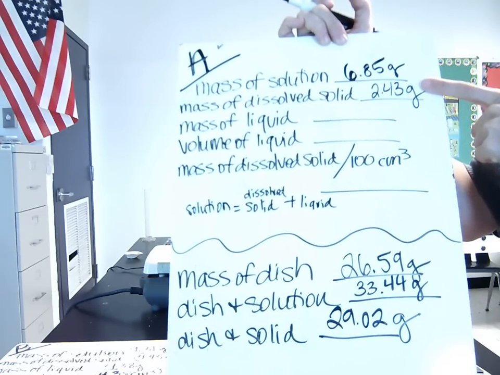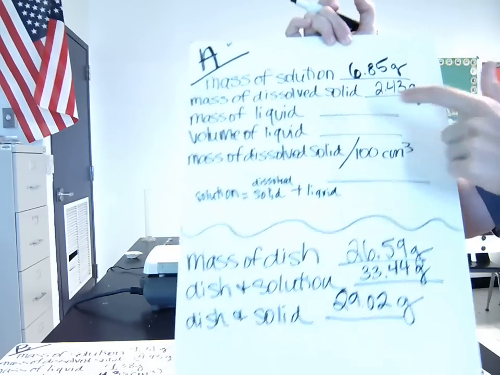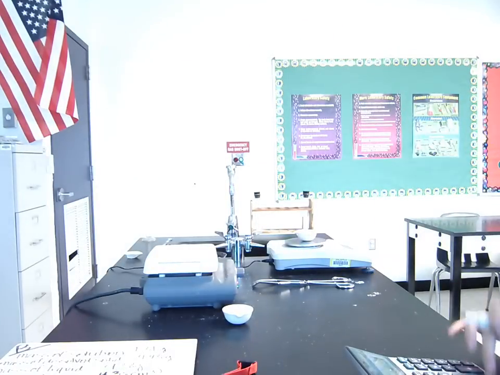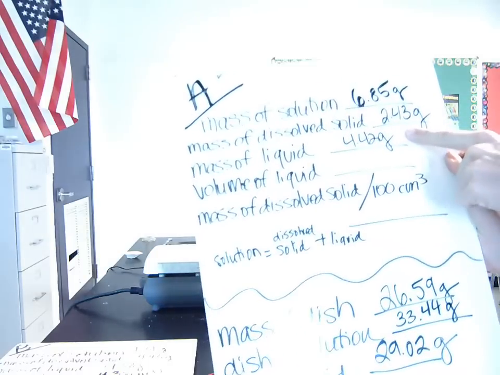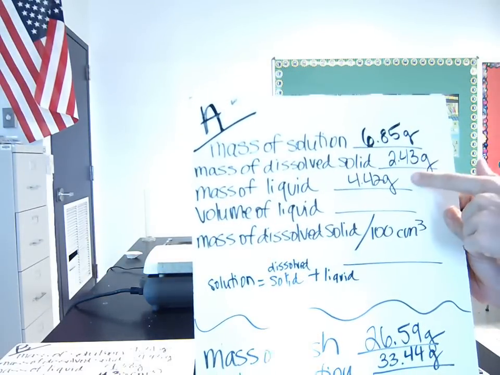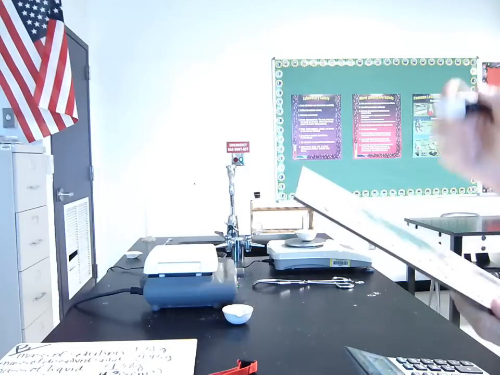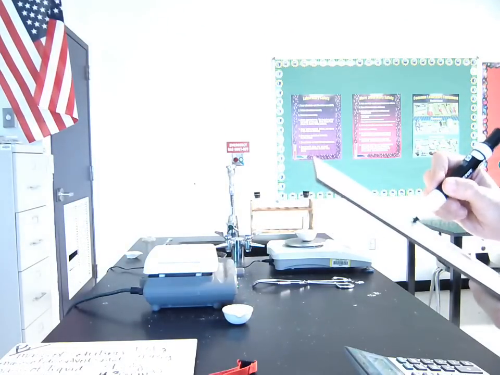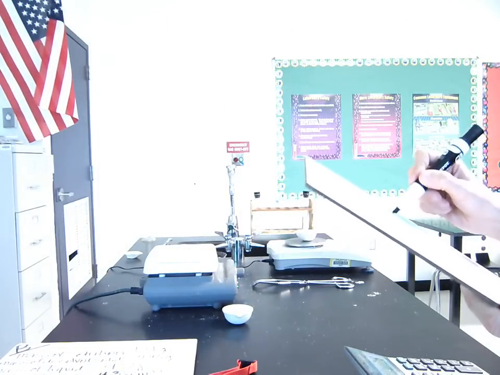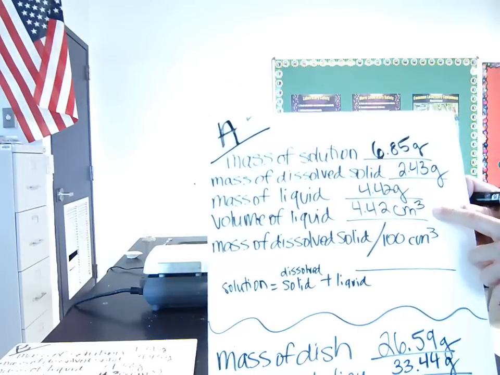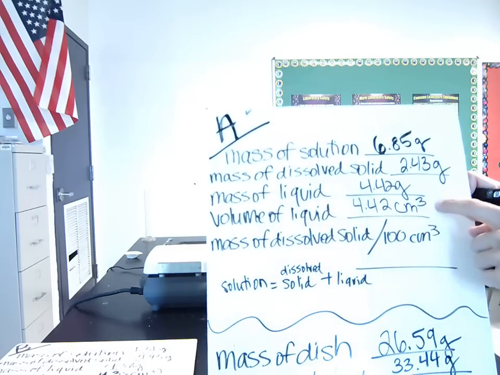2.43 of that is the solid, so I can subtract those two to figure out the mass of the liquid. So 6.85 minus 2.43 equals 4.42. Okay, now that tells me the mass of the water that was in the solution. And remember, because it's water and water has a density of 1, whatever the mass is, so is the volume. So the volume of that water is also 4.42, except we say 4.42 cubic centimeters instead of grams, because cubic centimeters is the unit that we use for volume.